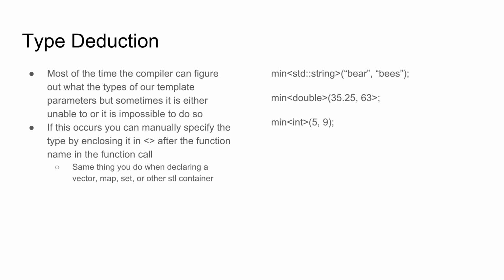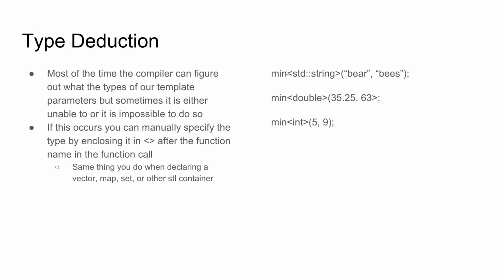So most of the time, the compiler can figure out what the type of our template parameter is supposed to be based on the arguments that you pass in. But sometimes it's either too difficult for the compiler to be able to do it or just impossible. So you're going to have to tell the compiler what you mean it to be. And the way that you do that is after you write the function name, you do triangular brackets, and you enclose the type inside those triangular brackets. This is like what you've already seen with vectors and maps, right? You have to say, well, I want a vector of integers. I want a vector of doubles. I want a vector of string. You have to say what type of vector you want.